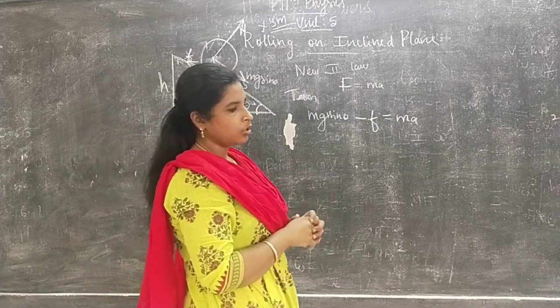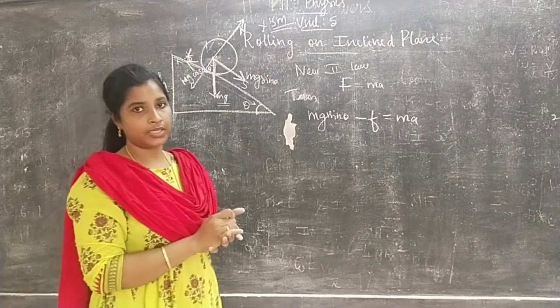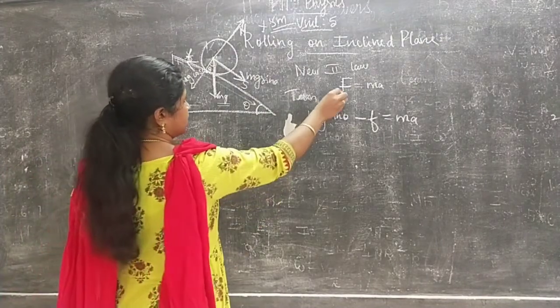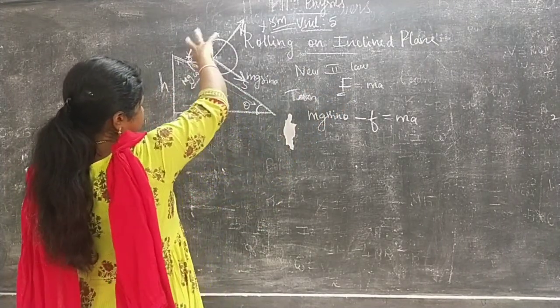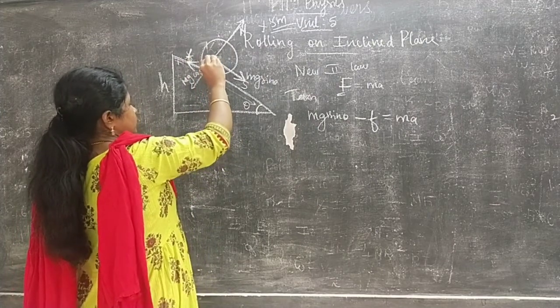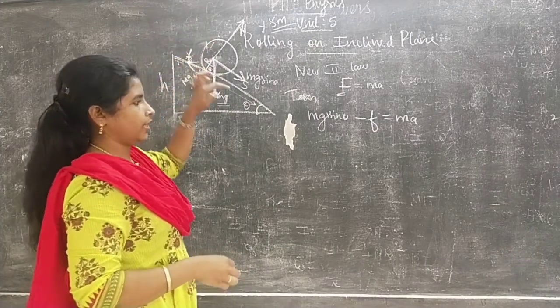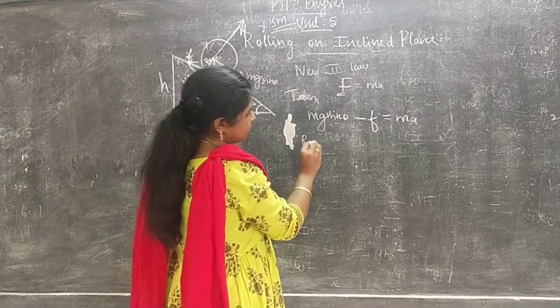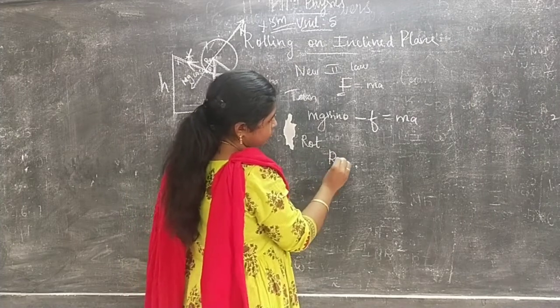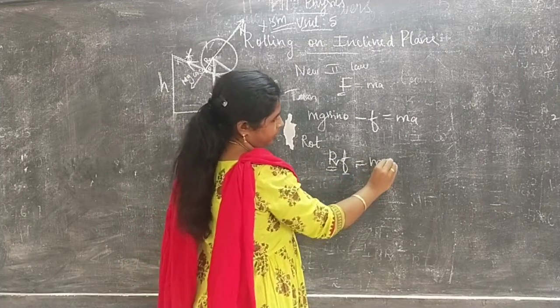Then what about the rotation? What is the rotational force? That is force into the perpendicular distance r. So force into the perpendicular distance provides the rotation. So the torque is f into r, and that is equal to I alpha.